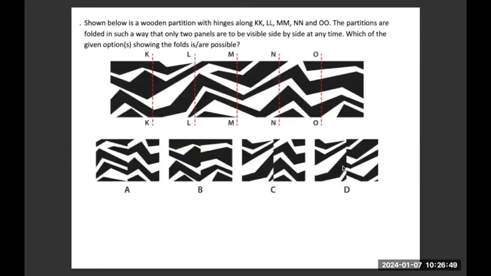Here, you are provided a wooden partition with hinges. The hinges are kept at these red lines. Wherever there are red lines, the hinges are kept. Which means you can fold it up, you can make any number of combinations that you want. In this partition, which of the given options showing the folds is or are possible? It says is or are possible.